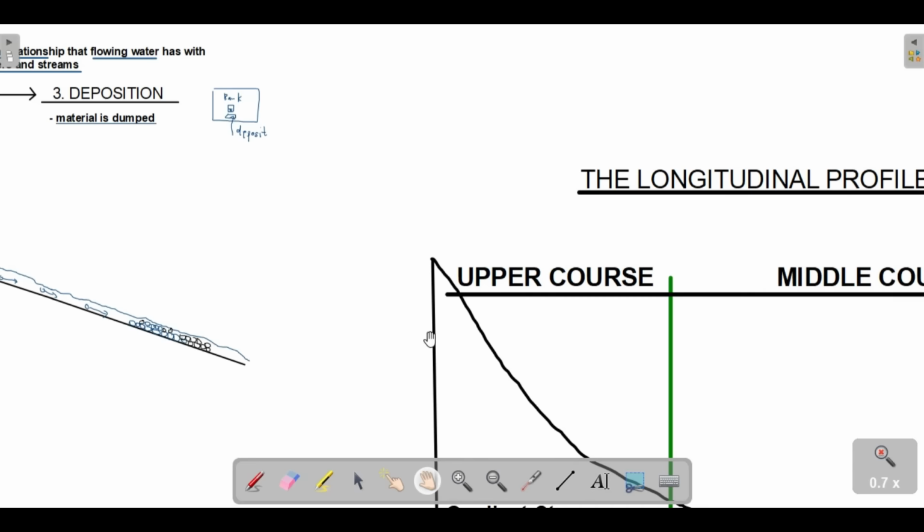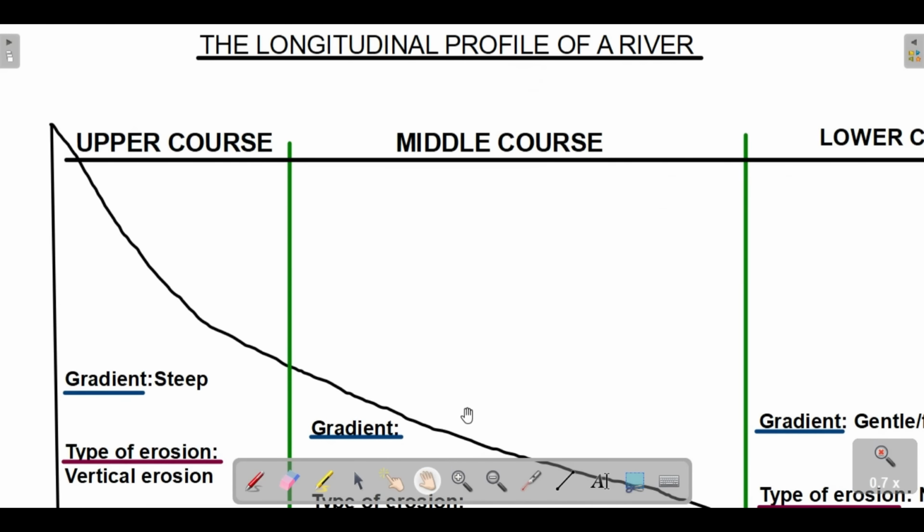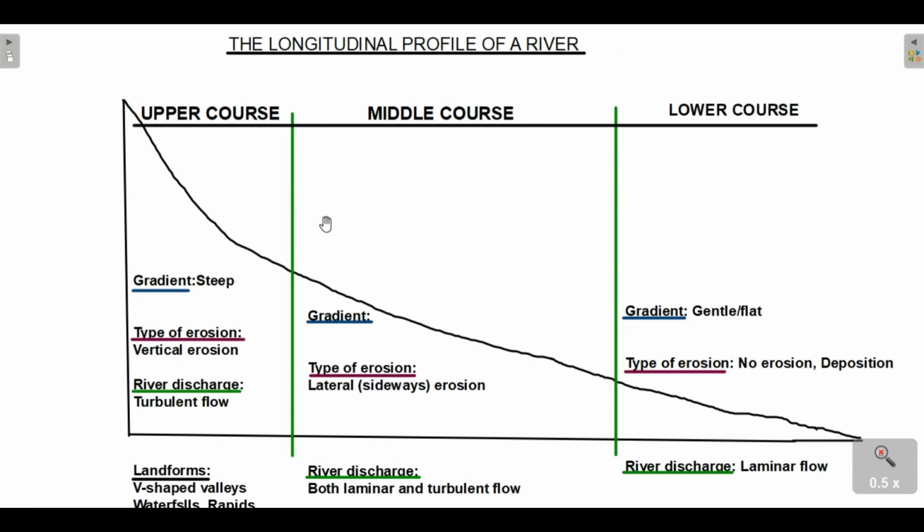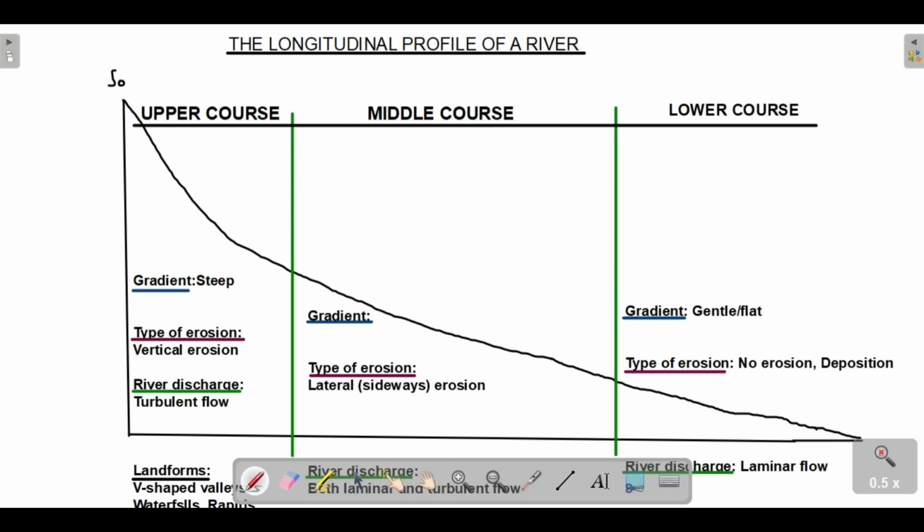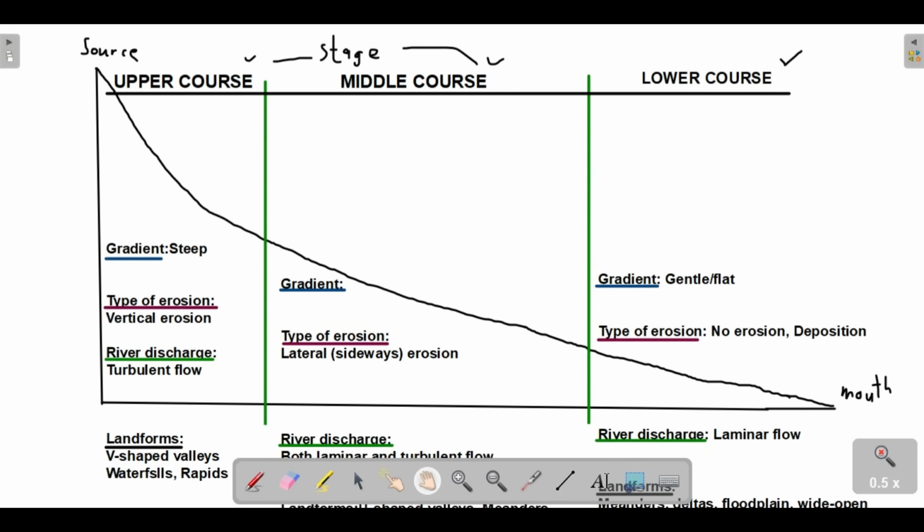So we move on to the longitudinal profile of a river. A longitudinal profile of a river is a side view, but you really have to know all the processes that occur during the course of the flowing water from the source all the way to the mouth. We generally divide the longitudinal profile of a river into three parts, namely the upper course, the middle course, and the lower course. These are also called stages of a river: upper stage, middle stage, lower stage. So don't be confused by stage. It's the same thing as course.